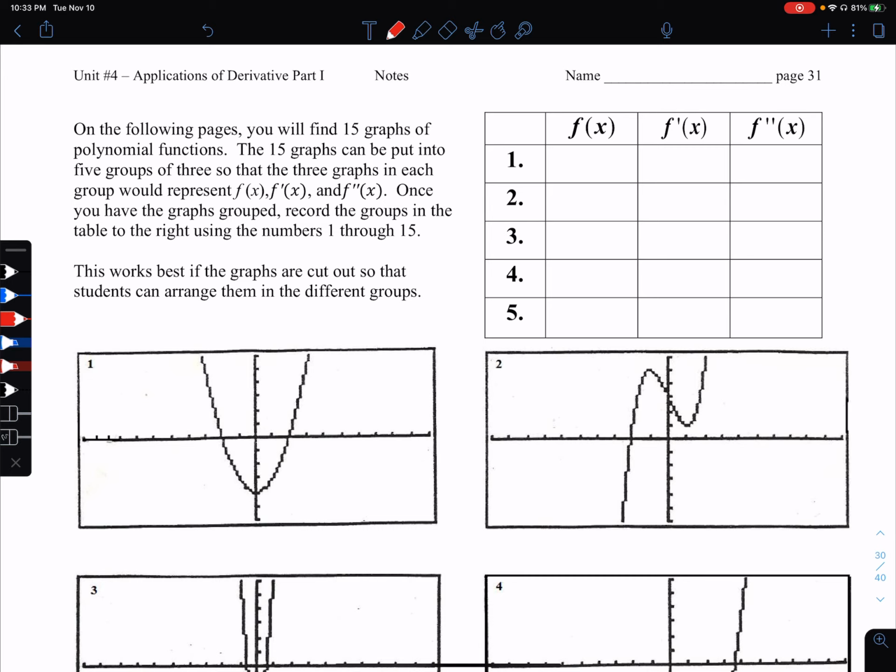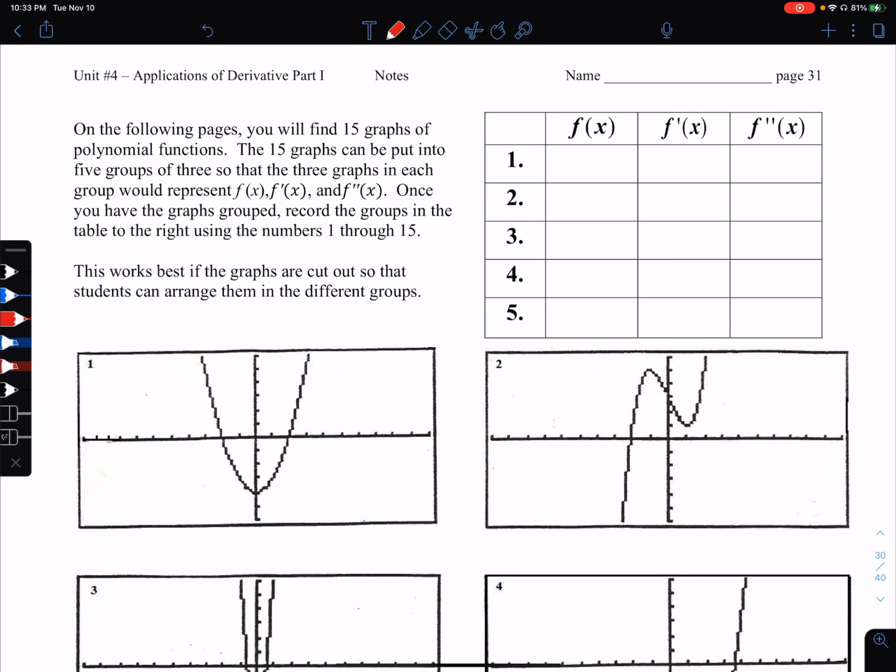This works best if the graphs are cut out so that students can arrange them in different groups. Well, if you're at home right now, I'm sorry, that can't happen. If you're at school, then I probably cut them out for you. If you got a printer at home, print these out, then cut them out.